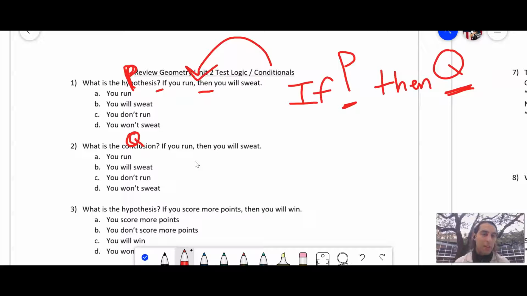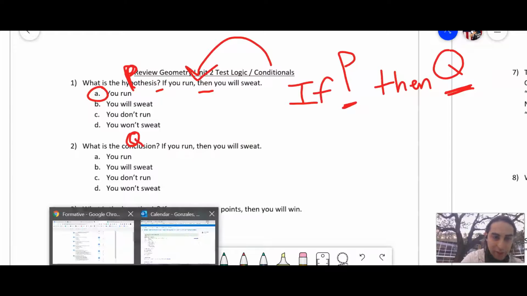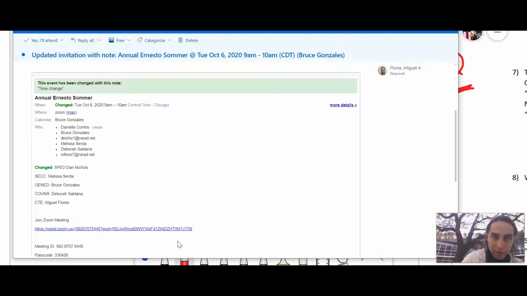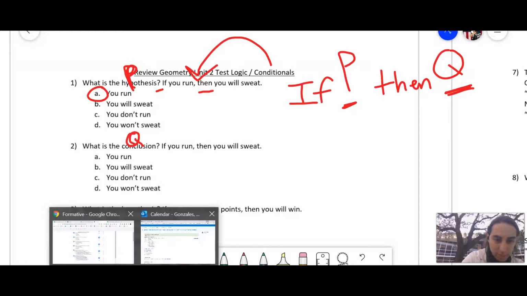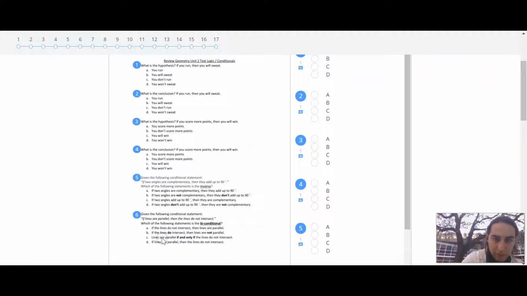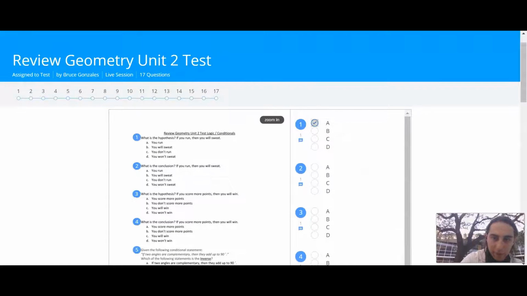Okay, so what is the hypothesis? If you run, then you sweat. Well, then it's going to be P, if you run. So answer number 1 is you run. So number 1 is going to be A. All right, let's go back.